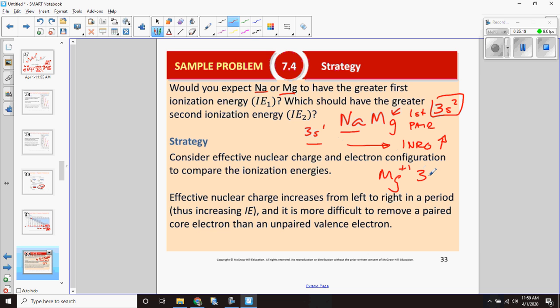Now it has a 3s1 electron. Now magnesium, this electron is very easy to remove. I don't know what I'm writing. It looks like I just wrote ear. I'm trying to write easy.